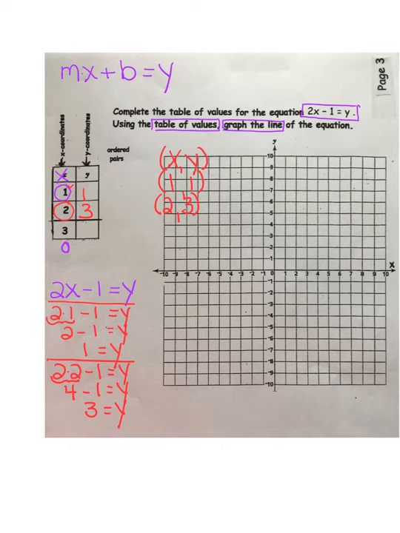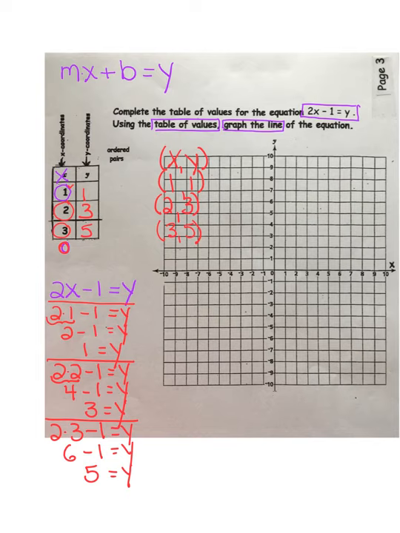Our next value given in the table is 3. Let's substitute that into the equation. 2 times 3, take away 1. Well, 2 times 3 is 6. Take away 1. That gives us a y value of 5. So our final point that we're going to plot is 3, 5. Hang on to the 0 for a little bit. We'll look at that later.